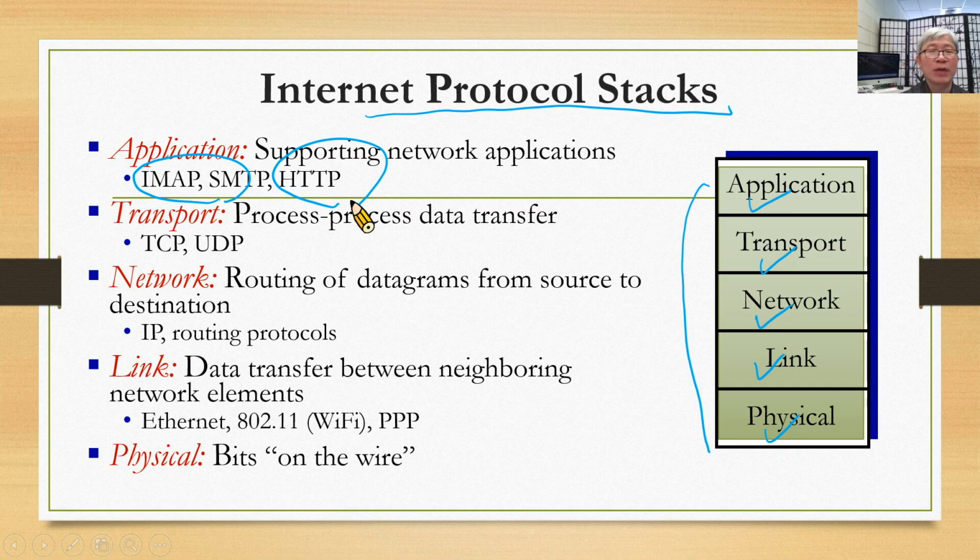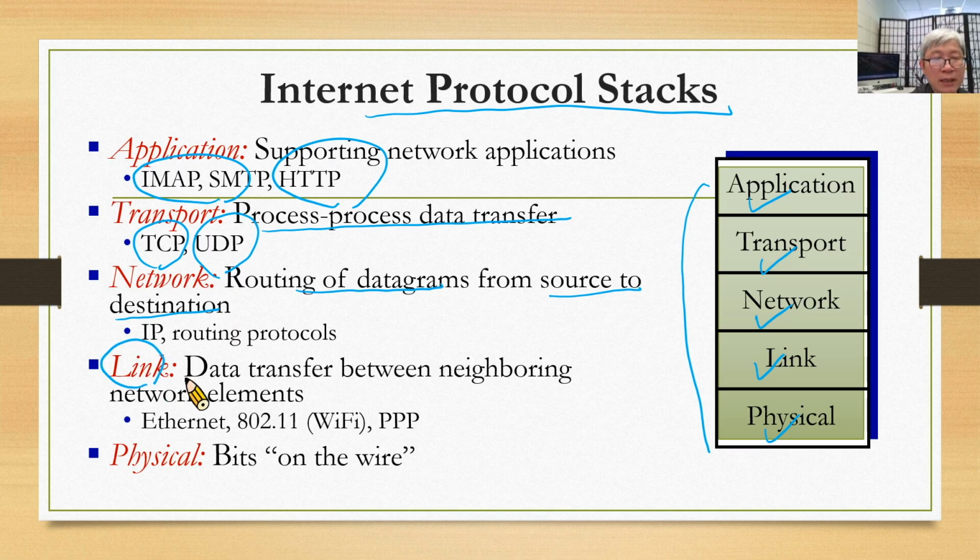The transport layer takes care of process-to-process data transfer, for example TCP and UDP. And we have the network layer. The network layer takes care of routing of datagrams from the source to the destination. Therefore, we have the IP protocol and routing protocols.